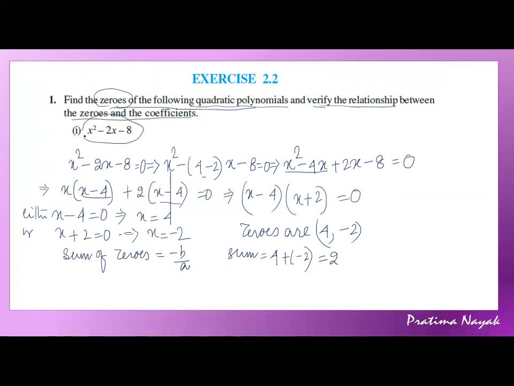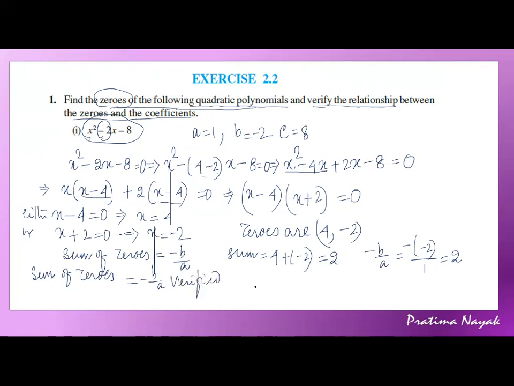Then come to this equation. What is A, B, C? A is 1. B is minus 2. C is minus 8. Now sum of the zeros is 2 and minus b by a will be minus of minus 2 by 1. This will be plus 2. So sum of zeros is equal to minus b by a, verified.